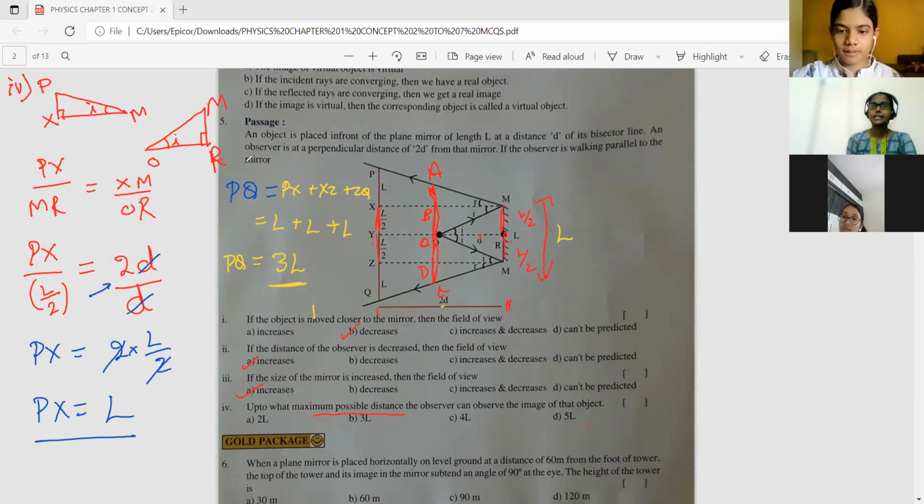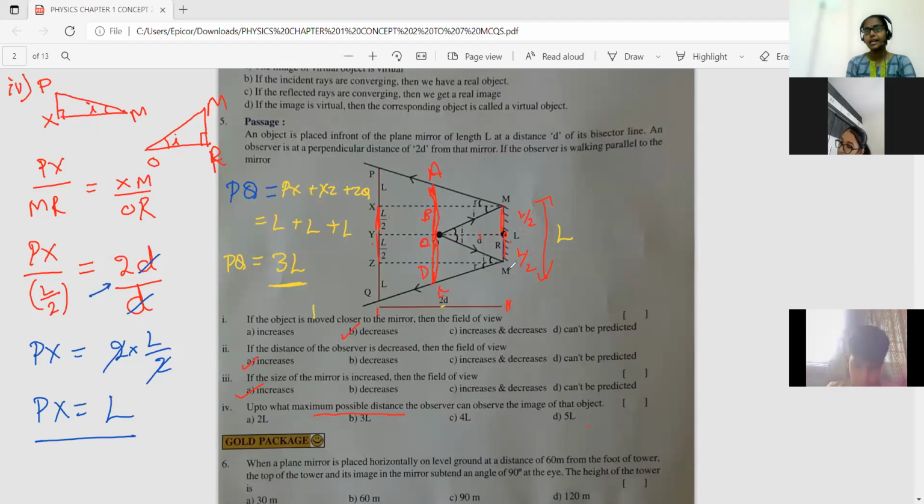Okay, fine. See, children, the first question is given like this: a mirror is there and the object is there at a distance of D from the mirror. This is the object O. It is there at a distance of D from the mirror, and the person is at a distance of 2D from the mirror. When the person is walking parallel to the mirror, up to what distance can he see his image in the mirror? Up to what distance can he move so that he can see his image in the mirror? We need to calculate.